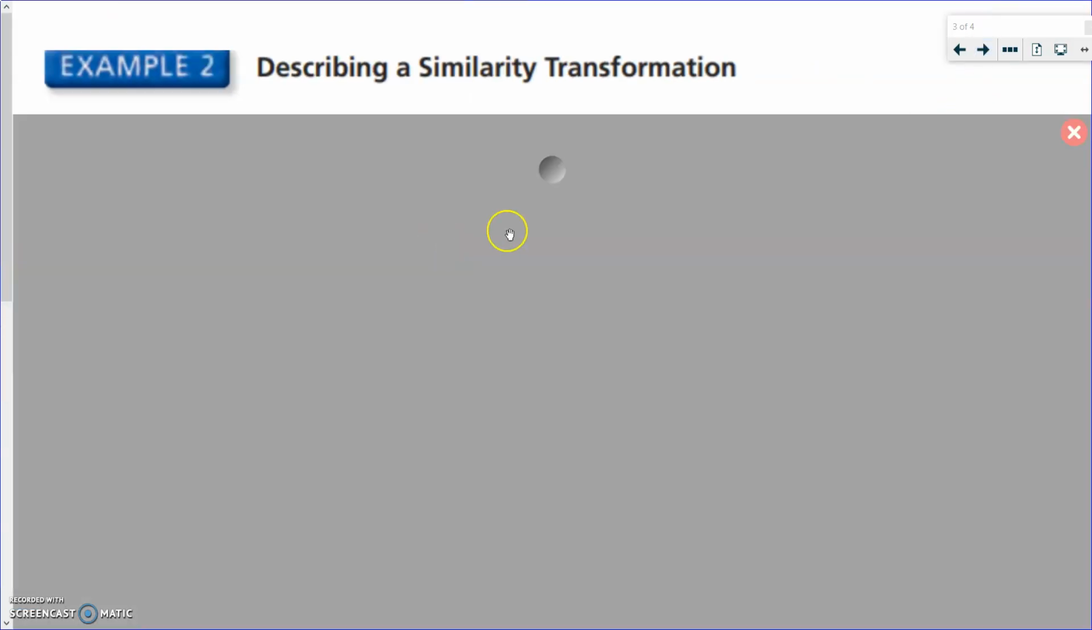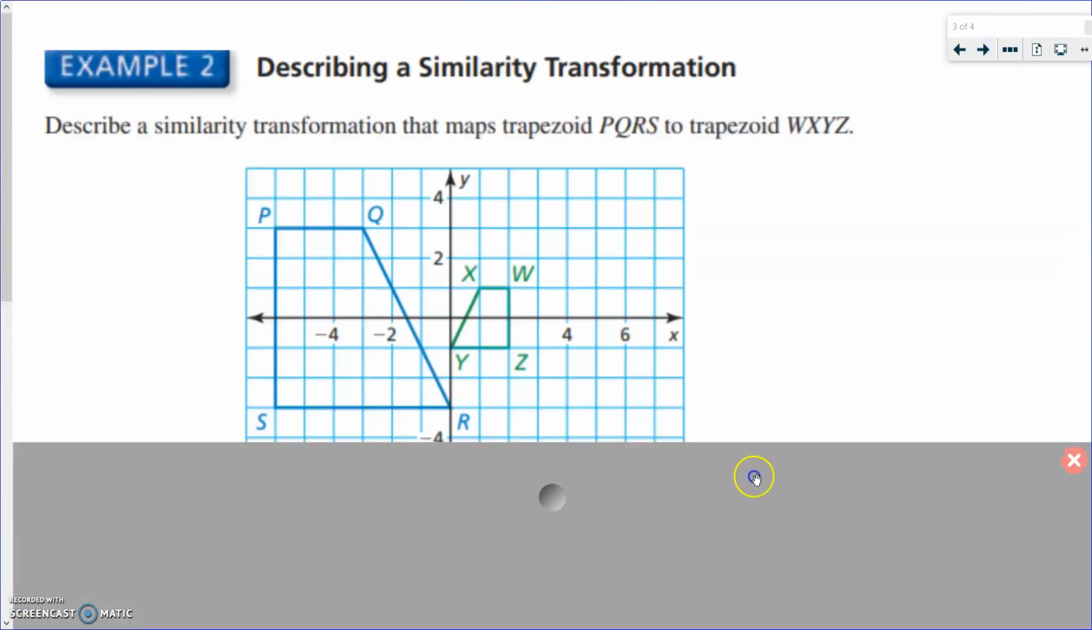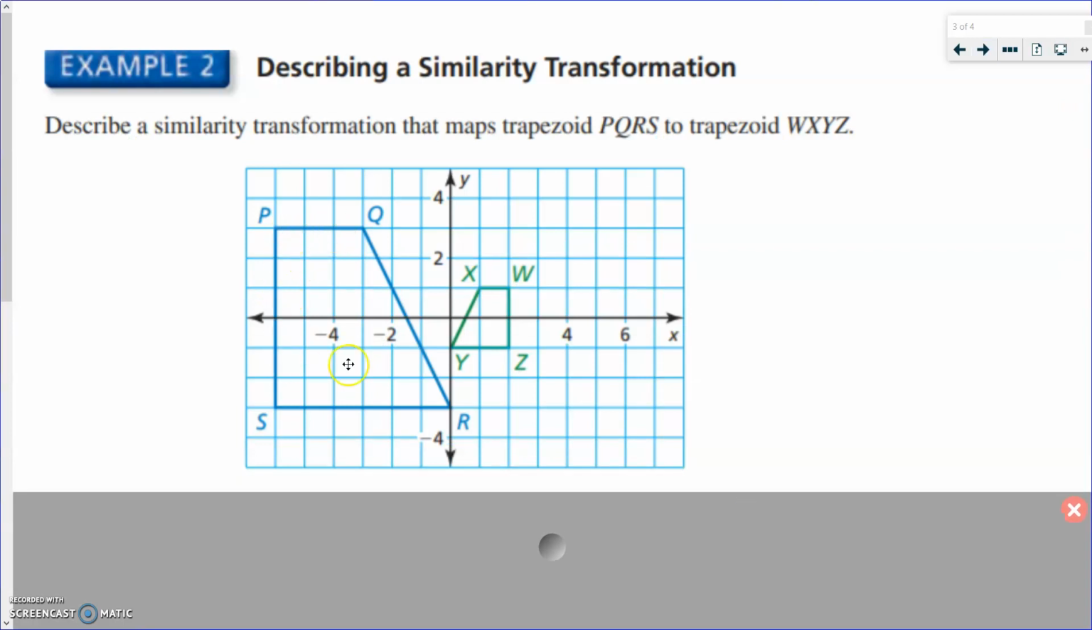What's also going to happen is they're going to give you the starting point, and they're going to ask you, how do you get to the ending point? Describe the similarity transformation that maps trapezoid PQRS to trapezoid WXYZ. So PQRS, and we're going to go to WXYZ. So what do we notice? How do we go from the blue to the green?